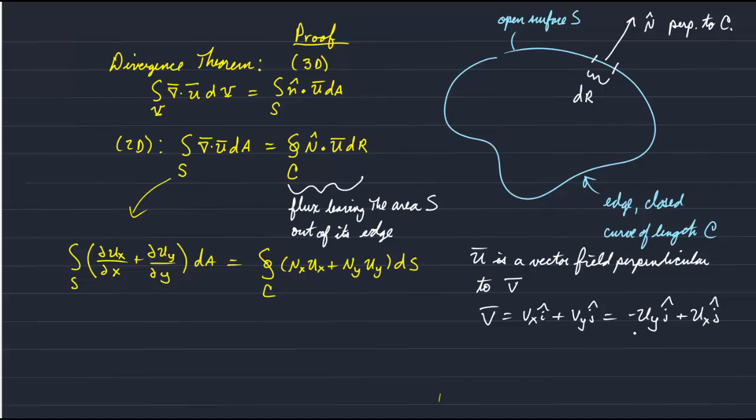So if we define this, we can substitute into this equation the integral over s, again the x component of u is equal to the y component of v, and the y component of u is equal to minus the x component of v.